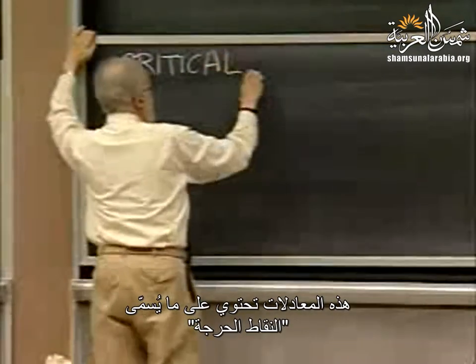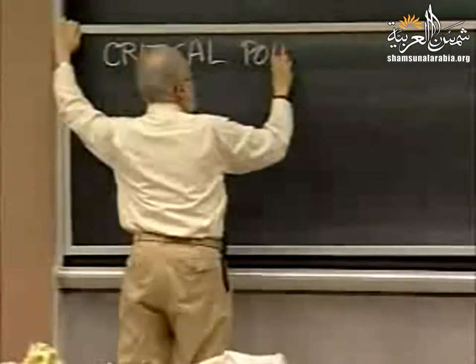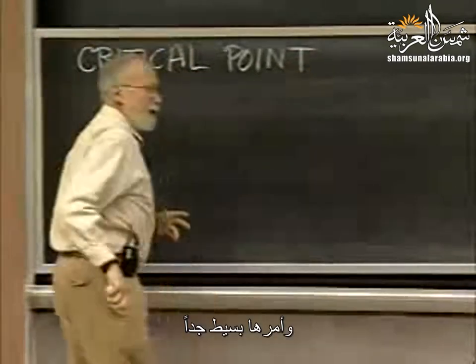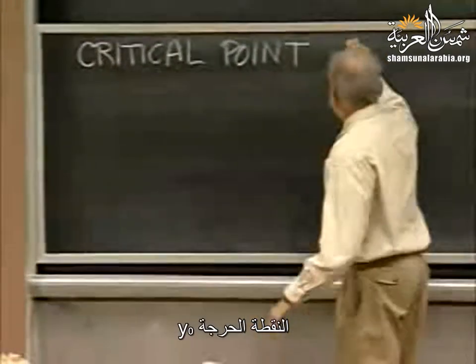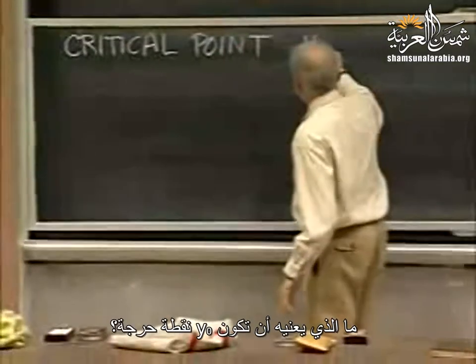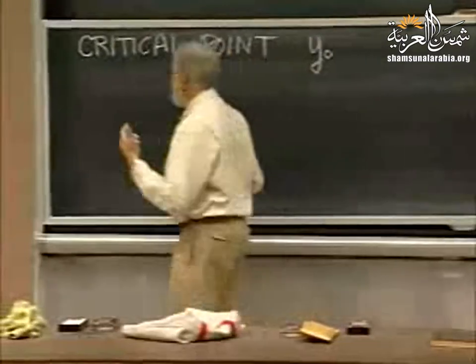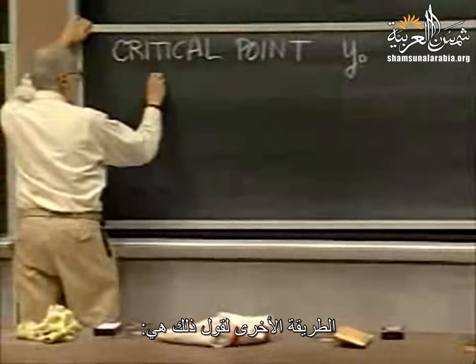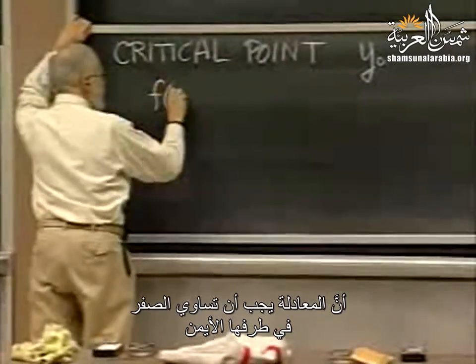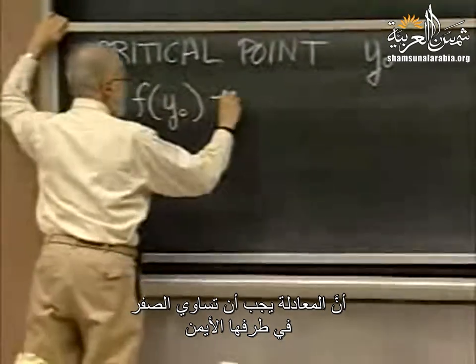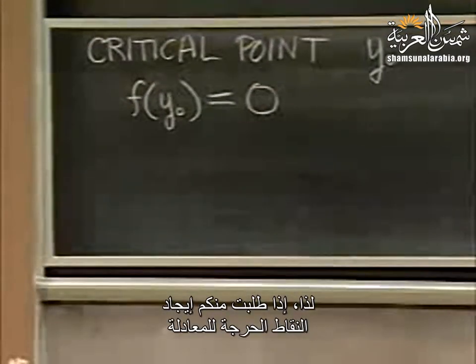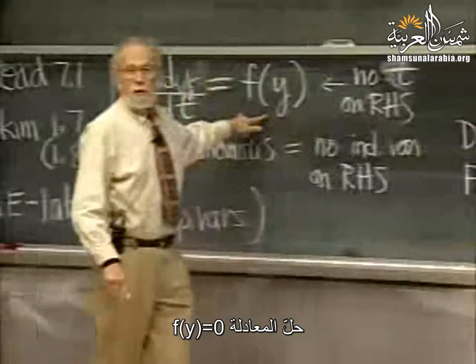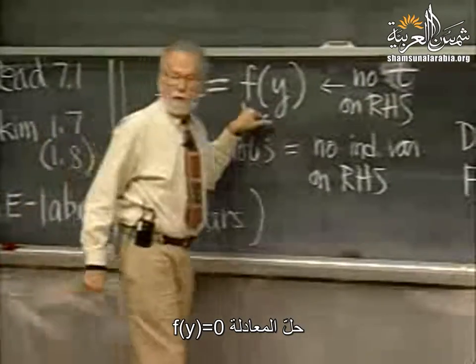These equations have what are called critical points. And what it is is very simple. There are three ways of looking at it. A critical point, y0. What does it mean for y0 to be a critical point? Another way of saying it is that it should be a zero of the right-hand side. So if I ask you to find the critical points for the equation, what you'll do is solve the equation f of y equals 0.